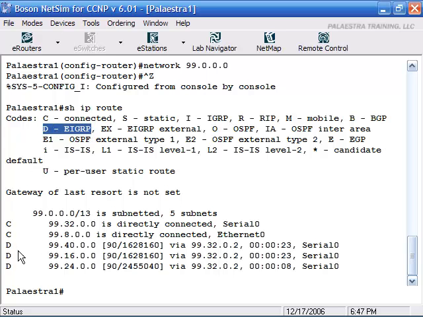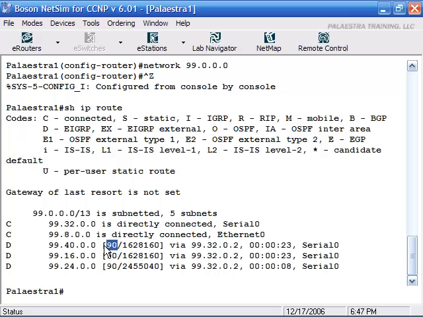It's got one right here. D, EIGRP, 99.40.0.0. That's the destination subnet. 90 is the administrative distance.